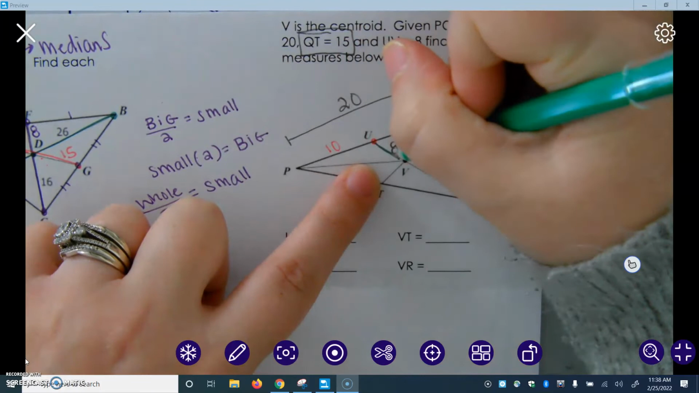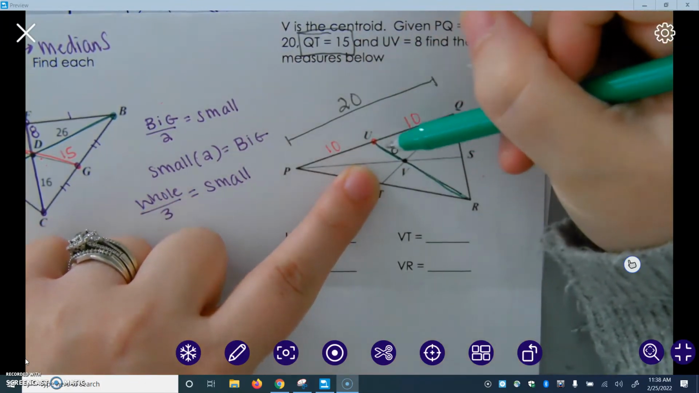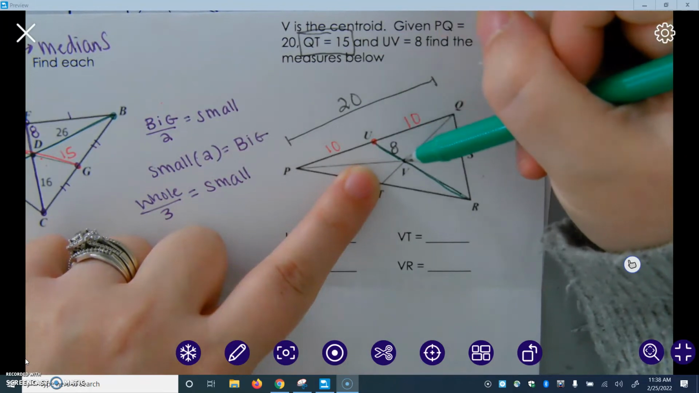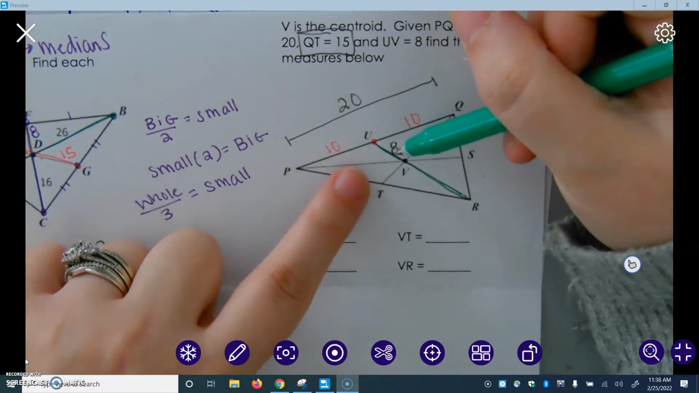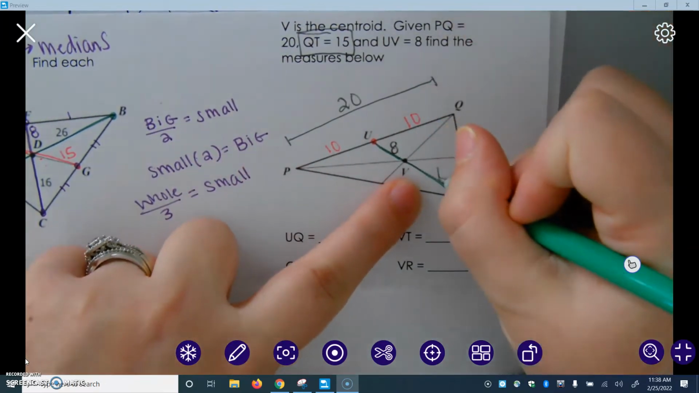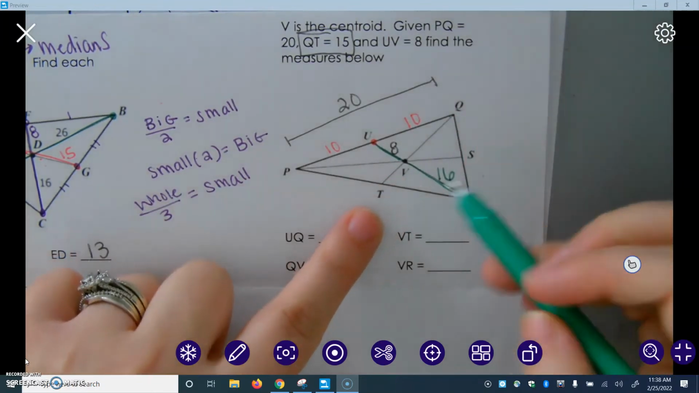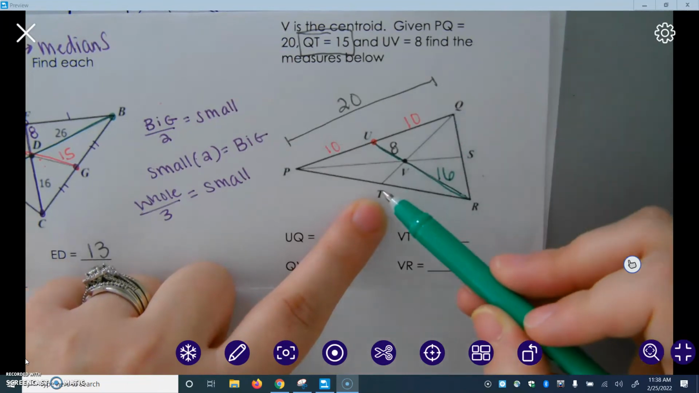Let's deal with this first. So is the section from U to V the smaller piece or the bigger piece? Good, it's the smaller piece. So if I do the smaller one times 2, it'll give me the bigger one. So that's 16.